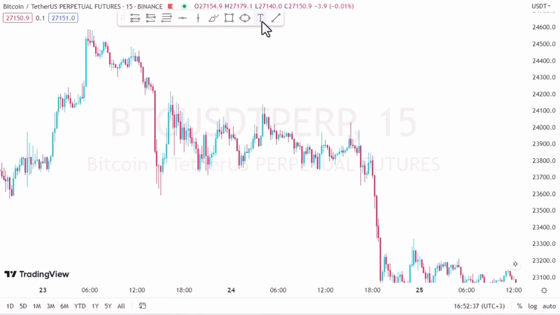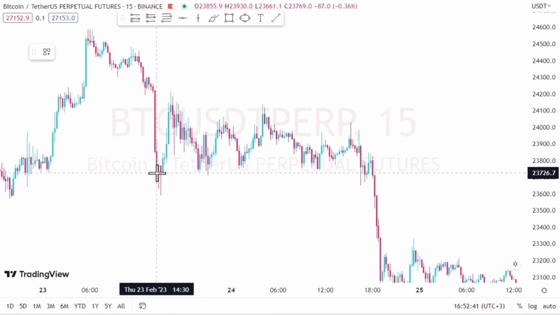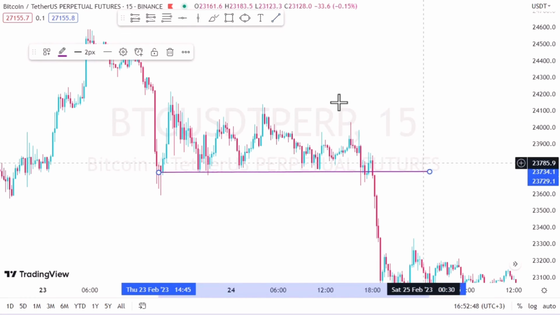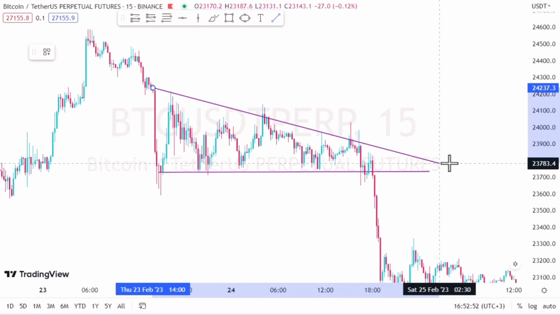So here's an example for a descending triangle. So this is the bottom of our triangle. And this is the support level and the resistance level here.